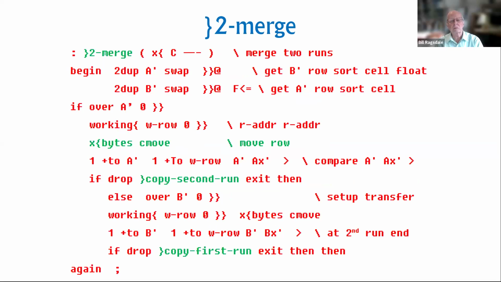This is the code. Notice it's in one big begin again loop. So this will operate sequentially until it reaches the end of the matrix. We can't use a do loop here because we don't really know how many rows remain in the matrix, but the begin again indefinite loop will scan until it finds the end of the matrix. The first row pair, the dupe A prime swap bracket bracket fetch, gets the first cell value. The second sequence gets the second cell value, and a comparison is made between the two.